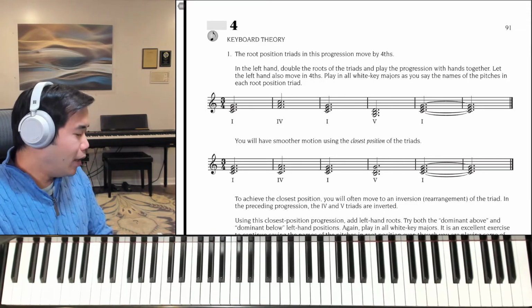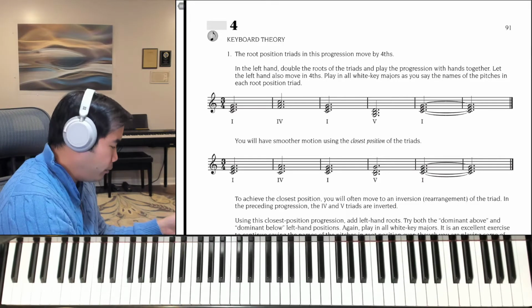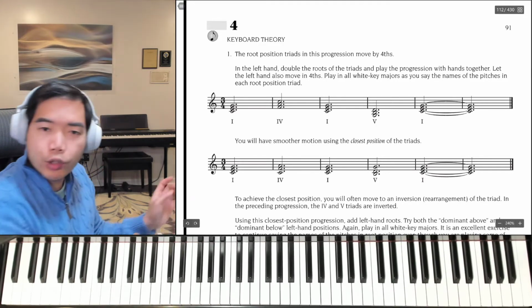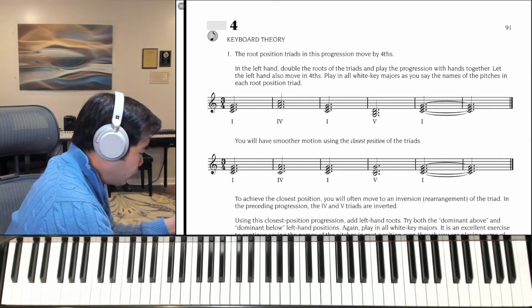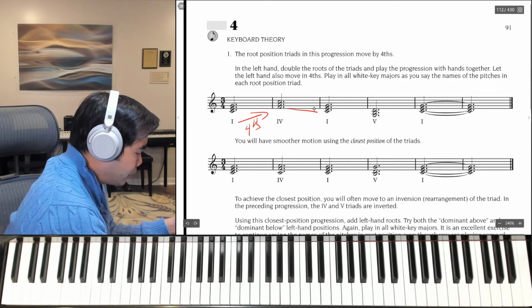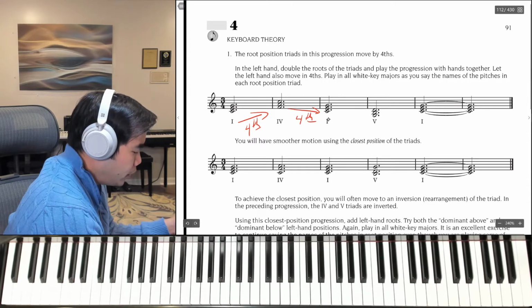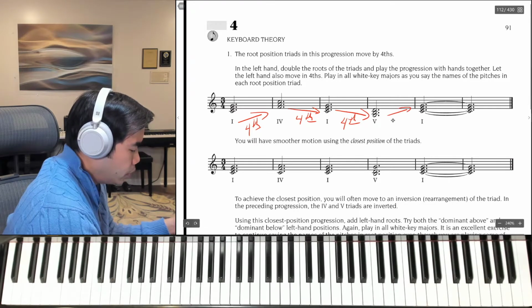So the root position triads in this progression move by fourths. If we take a look here, we're going from a 1 chord to a 4 chord to a 1 chord to a 5 chord. That means that we're ascending by the interval of a fourth, and then descending by the interval of a fourth to go back to the 1 chord, descending by a fourth to the 5 chord, and ascending by a fourth to return to the 1 chord.